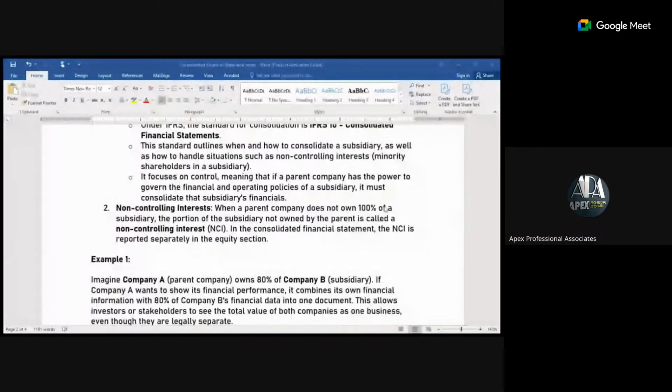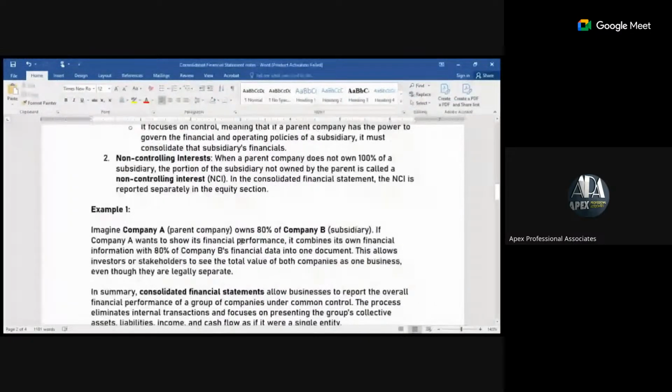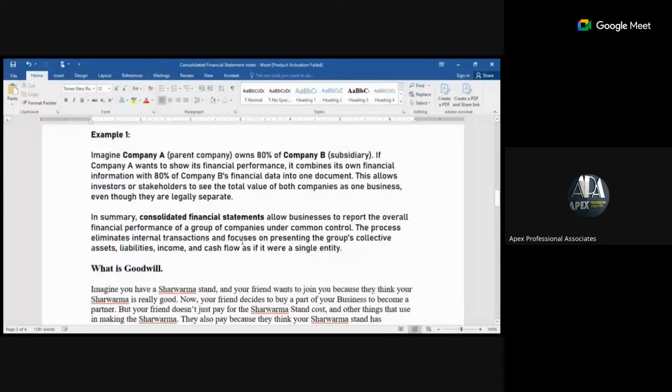Now, I'll go back to the first example that we have there. In example one, we are simply saying that imagine company A owns 80% of company B. So what will be the group structure? The group structure is that the parent has 80%, the subsidiary has 20%. That's what it means. So if company A wants to show its financial position, it combines its own financial information with 80% of company B's financial information. That's basically what it is about.